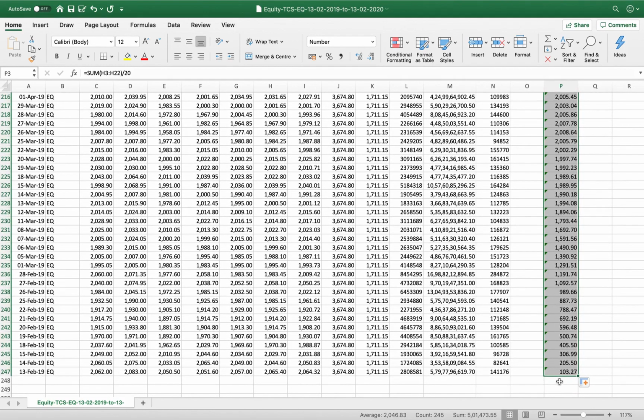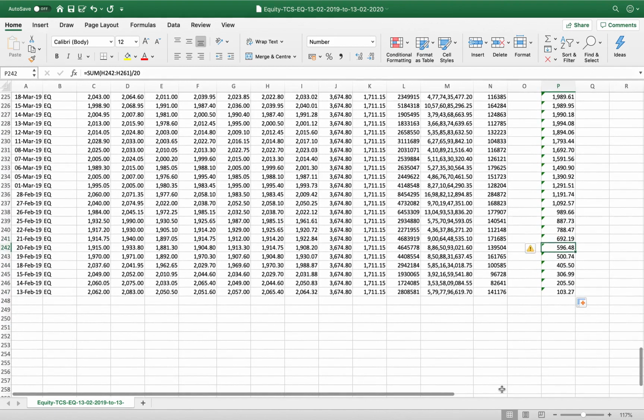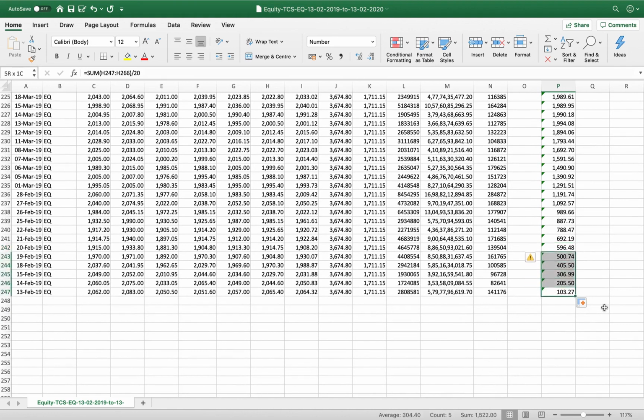But then what you will see is that in the last cell you have a figure which is not very familiar to you in terms of this stock. Why is this happening? This is happening because we have been calculating the sum of the last 20 days. If we see the formula, it tells you that it is going to sum the values of cells H242 to H261, and you see that the value is not there. It's 0.